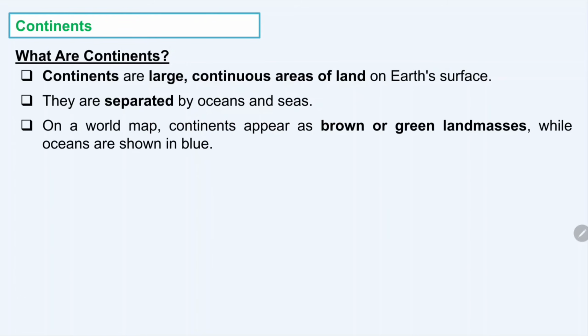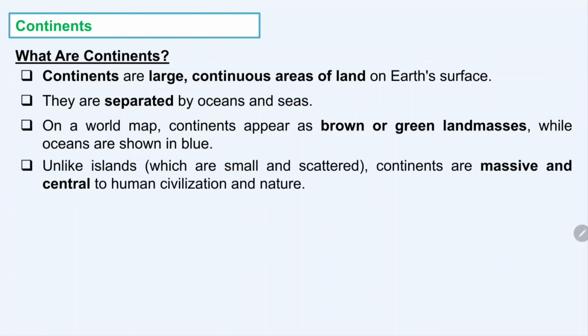And on a world map, continents appear as brown or green land masses, while the oceans are shown in blue. So in the world map that we have just seen before also, oceans are shown in blue color and continents appear as brown or green land masses. Unlike islands which are small and scattered, continents are massive and central to human civilization and nature. An island is also an area surrounded all over by sea. Just like that, continents are also surrounded by ocean, but continents are massive and much larger as compared to islands, and there is more human settlement over the continents.